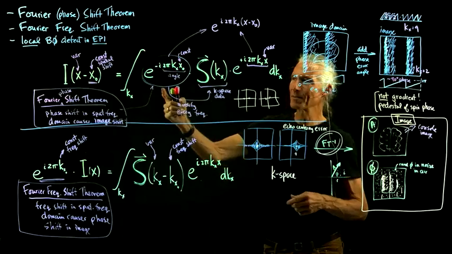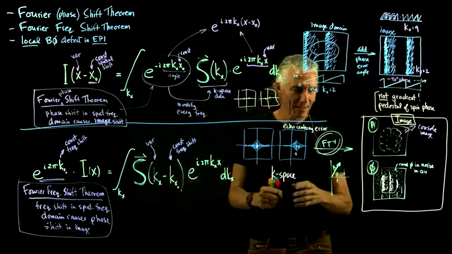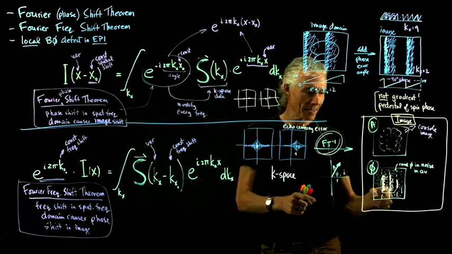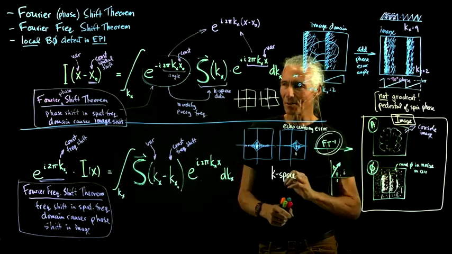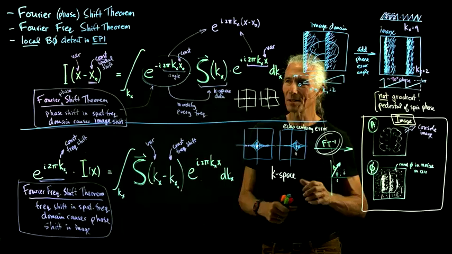So a phase shift causes a spatial shift. A frequency shift just causes a phase shift in the image, which is kind of less familiar because the image phase should be 0 if everything was correct, because it's a real image.